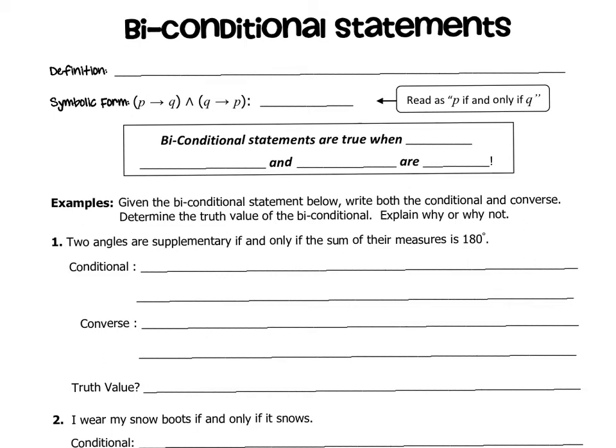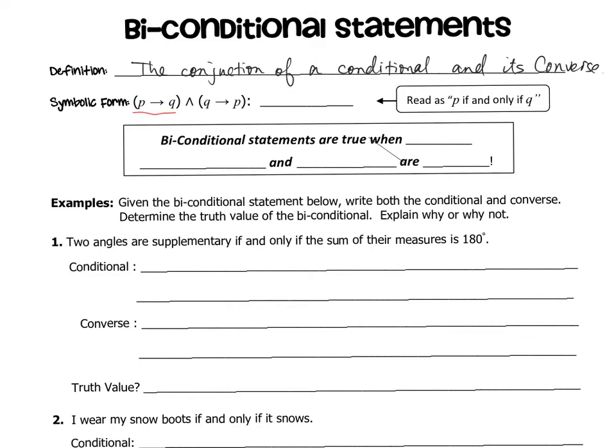Okay, now let's start. A biconditional statement is the conjunction of a conditional and its converse. So let's write that down. It's the conjunction. Remember, conjunction is simply to join two statements together with an "and," right? A conditional and its converse. So in other words, we have to find a conditional statement and we have to find its converse. And the symbols are here.